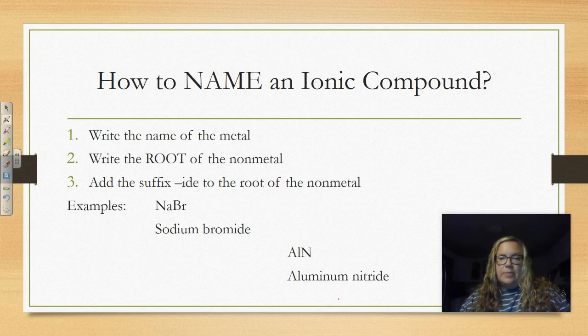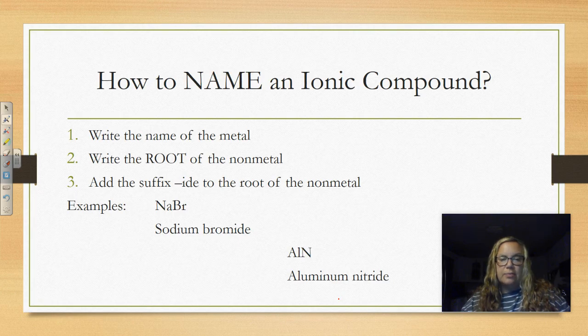So how do we name an ionic compound? Well, first we write the name of the metal, and then we write the root of the nonmetal, just the root word. Like for bromine, we'd write brom. For chlorine, we'd write chlor. And then we add the suffix IDE to the root of the nonmetal.